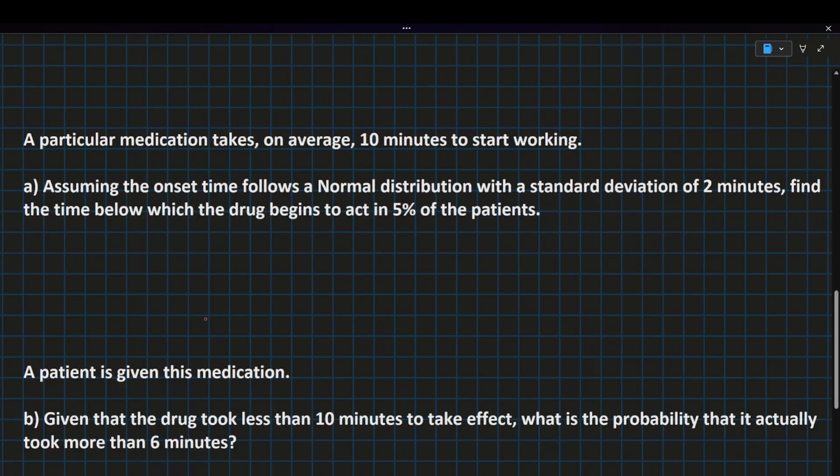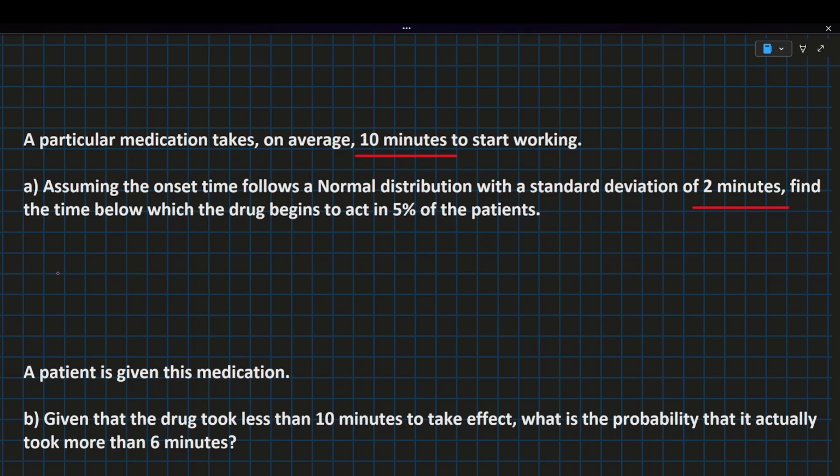So let's get started. A particular medication takes on average 10 minutes to start working. So our average is 10. Assuming that the onset of this medication follows a normal distribution, standard deviation of 2 minutes, find the time below which the drug begins to act in 5% of the patients.